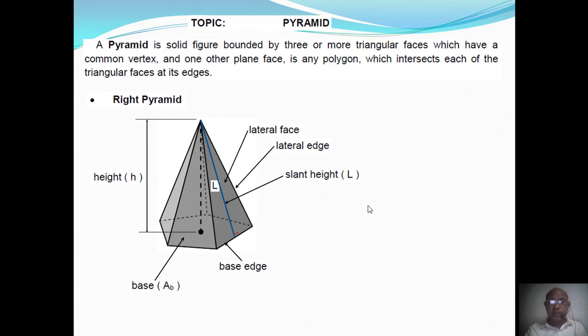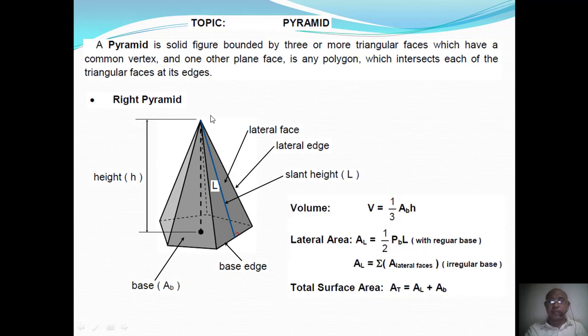And so we have here the slant height L. Okay, so what are the formulas that we have? For a pyramid, the volume is equal to 1/3 area of the base times the height h. Then the lateral area is equal to 1/2 perimeter of the base times the slant height. Or simply add the area of the lateral faces, which are triangles.